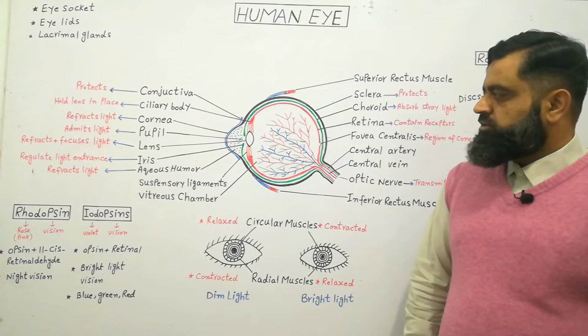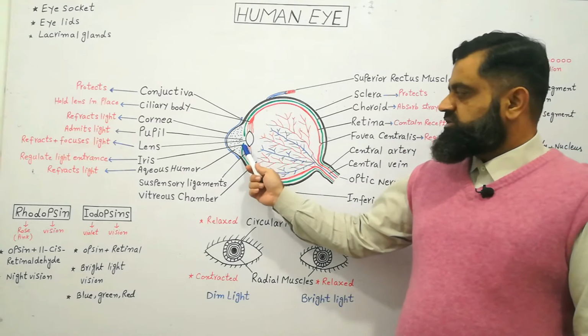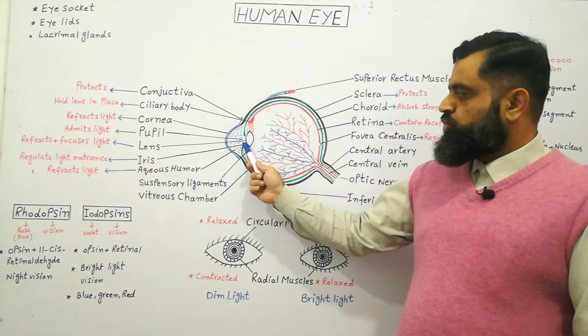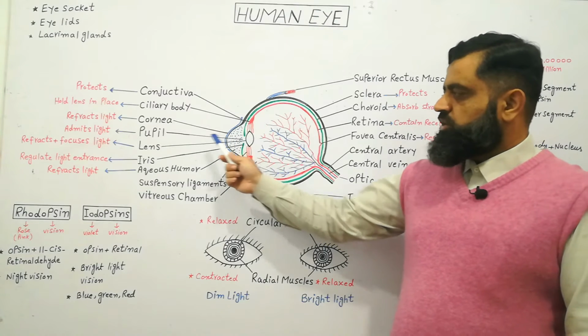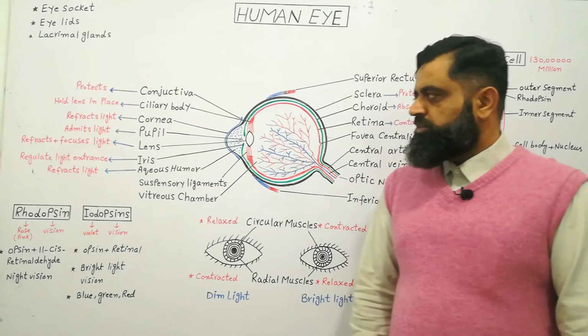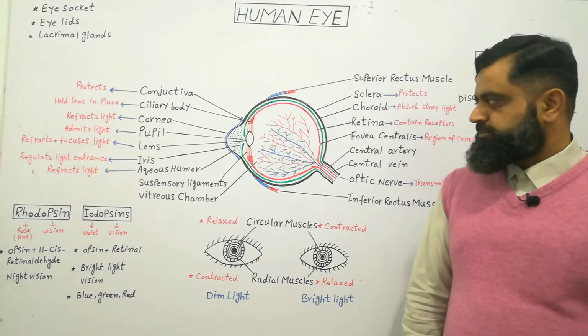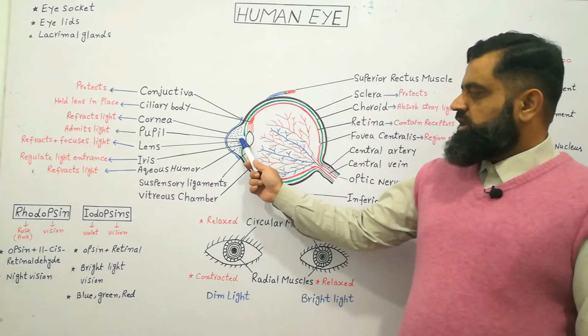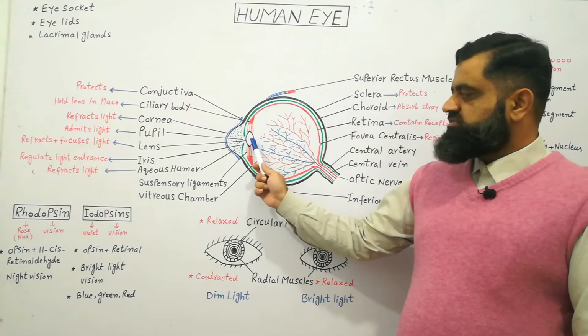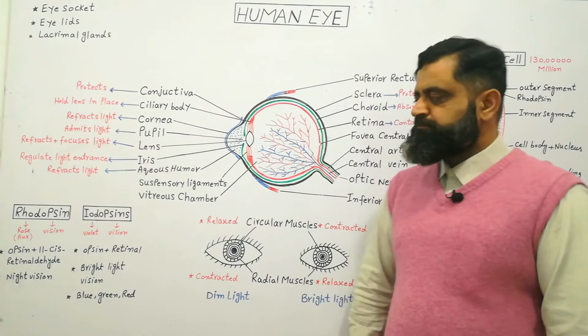These two irises form a small hole in the eye which is known as pupil. This is a small opening which admits light into the eyes. Just behind the pupil there is a lens which is known as convex lens.